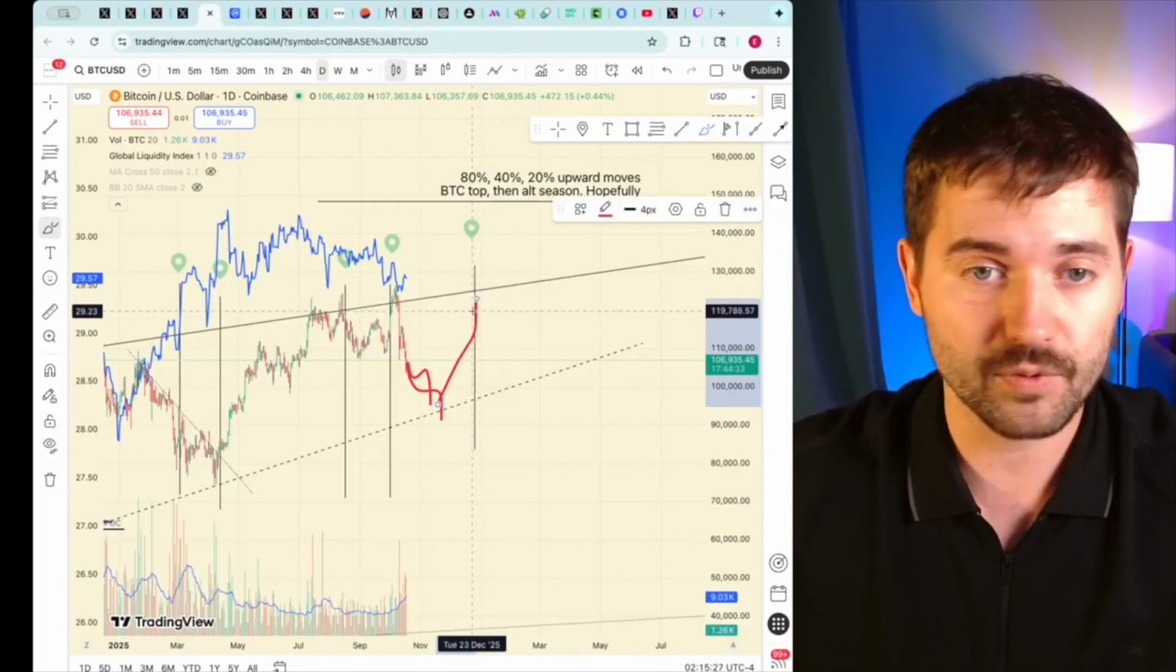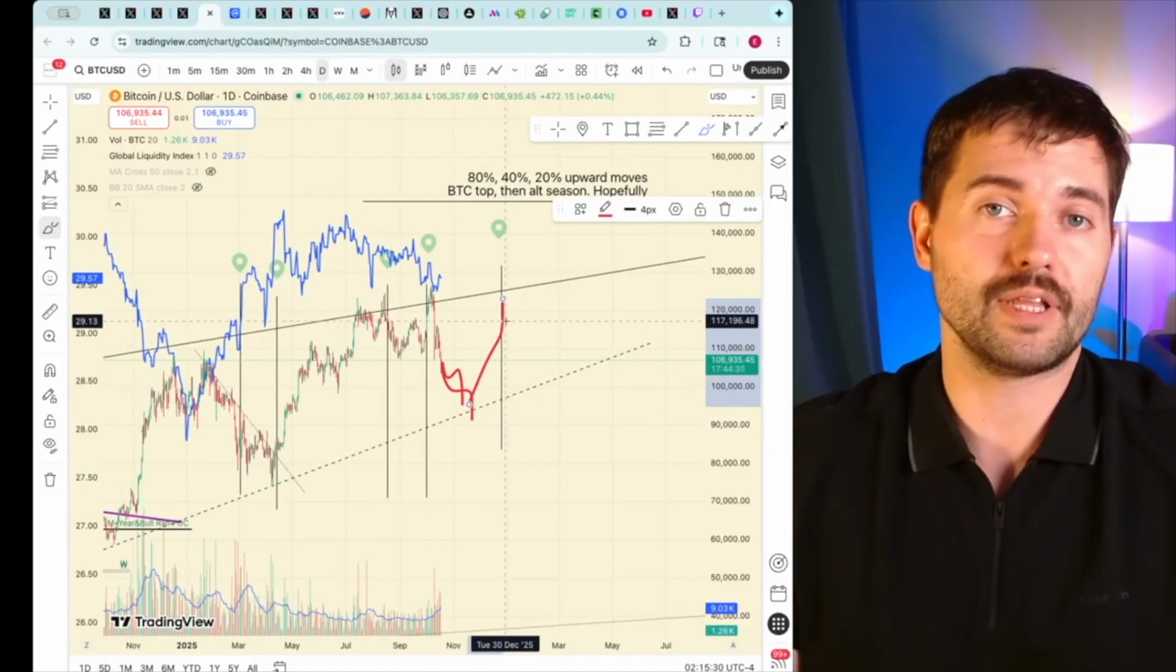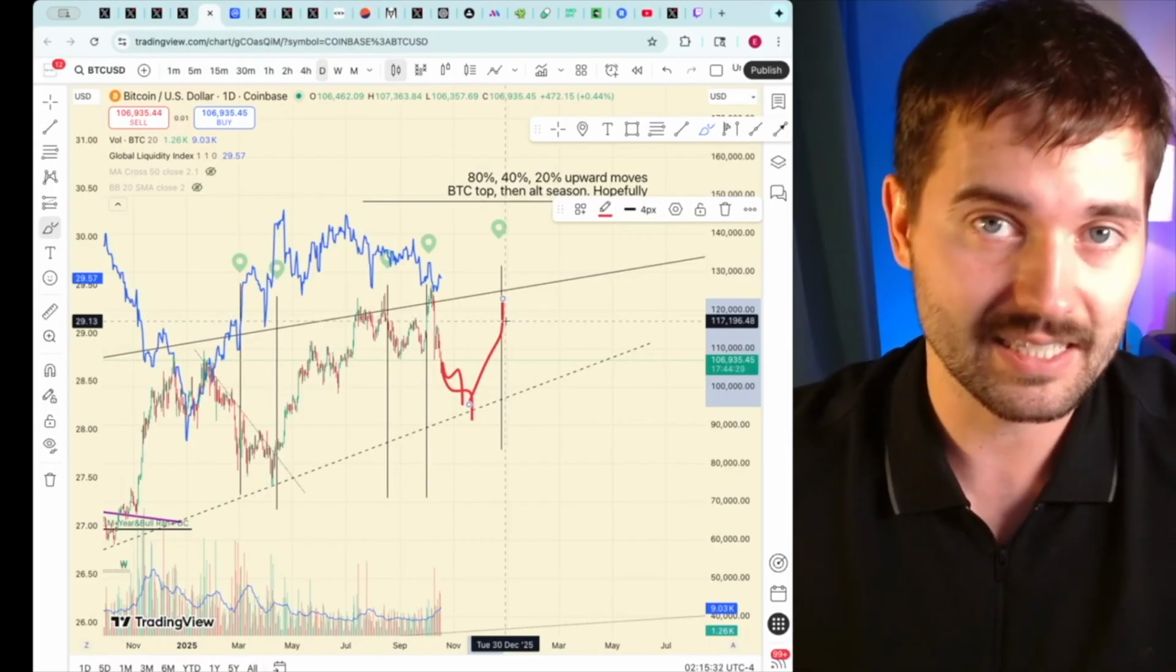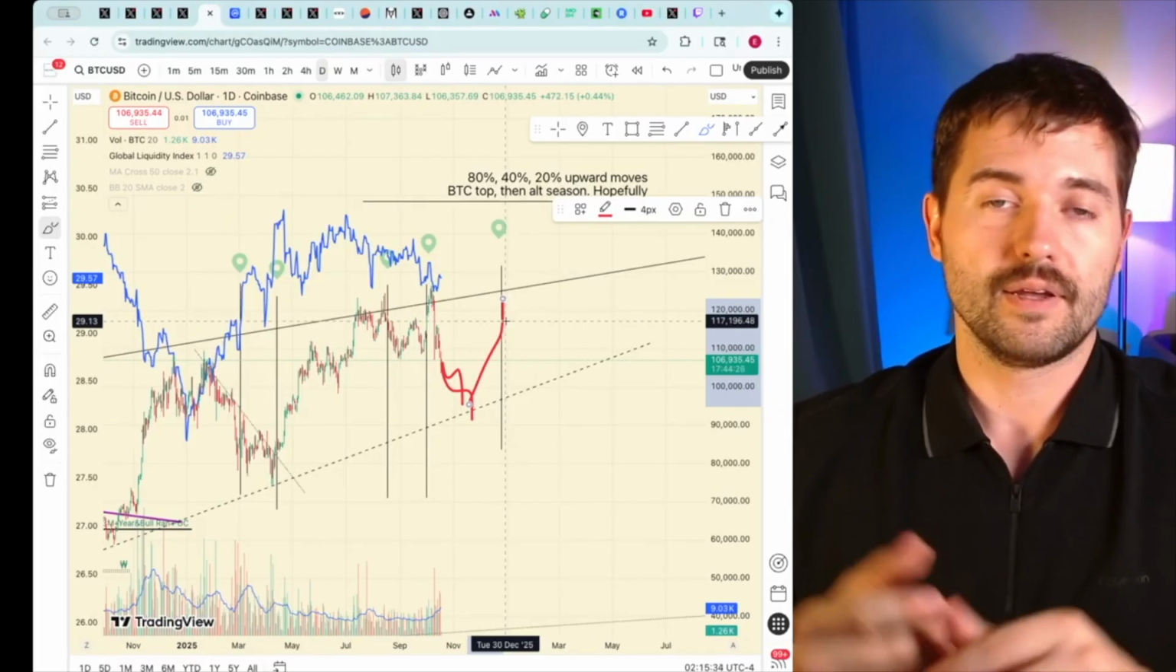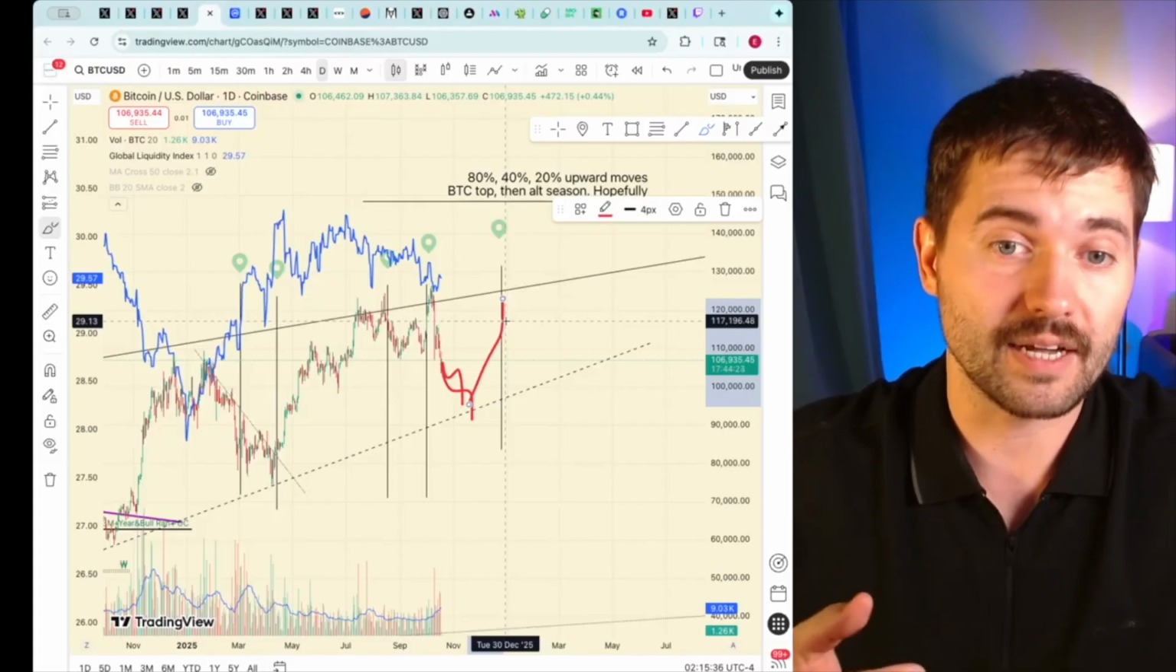What happens afterward, I'm not sure, but you need to remember, let's list all of the bullish things that we have in store for us. The first one is we have another rate cut in December.